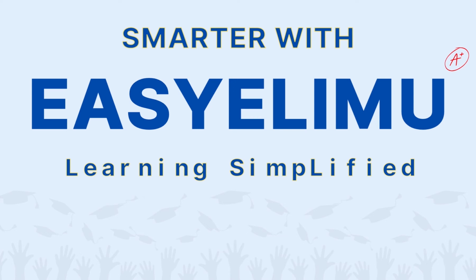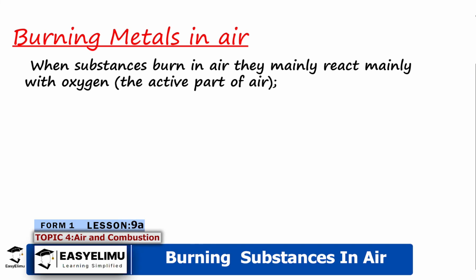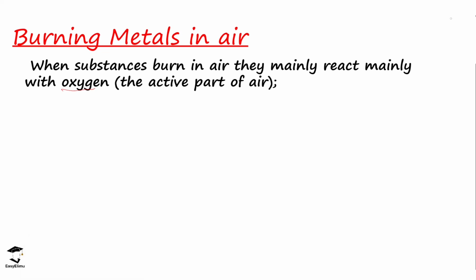So today we are going to look at properties of oxygen, and specifically the chemical properties of oxygen, that is burning substances in air. So we will look at burning metals in air, which we are going to take in the next session. So the substances that we are going to talk about today are metals, and when substances burn, they react mainly with oxygen. We talked about oxygen being the active part of air, as we were discussing in the beginning of the topic.